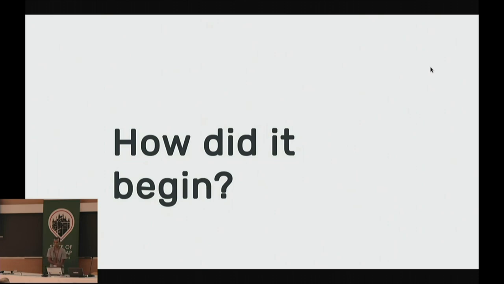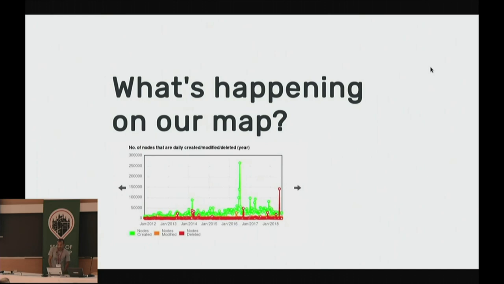So how did it begin? I was always worried about the data quality in OpenStreetMap. I was always monitoring the edits in the place where I was editing. So I used a lot of tools made by Pascal Neis, OSMStats. OSMStats gives us a lot of charts and statistics about OpenStreetMap. In this chart, for example, you have the number of nodes created, modified, and deleted every day. In that case, it's Brazil, but OSMStats has stats about all the countries.